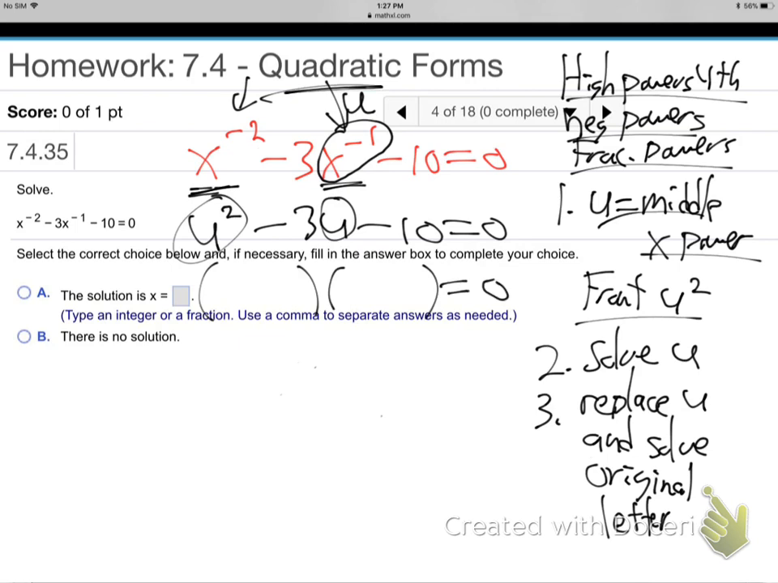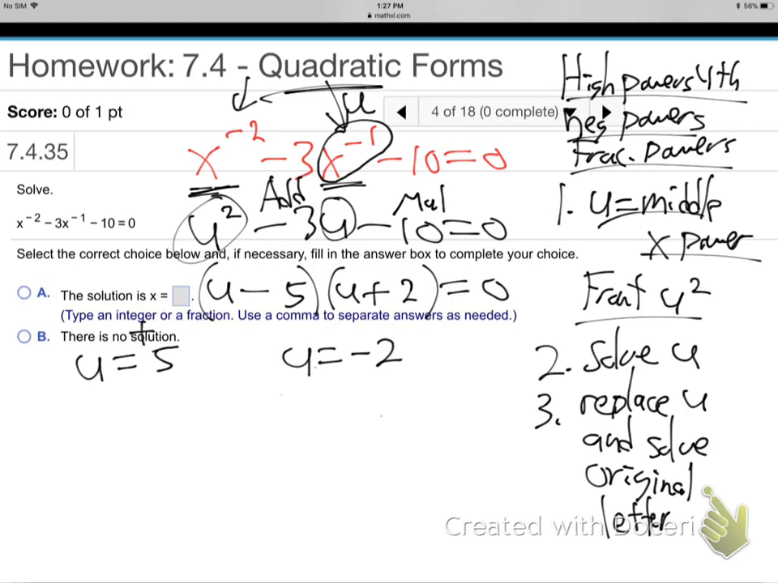Factoring. What multiplies to be 10? What times what is 10? 5 and 2. They have to add to be negative 3. Sign in the middle on the bigger. Minus 5 plus 2 is negative 3. And so then you know the answers. It's opposite. So plus 5 and minus 2. So that's step 2. So step 1 is right there. Step 2 is right there, solving for u.